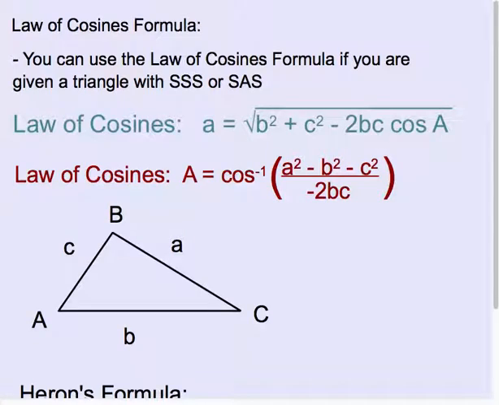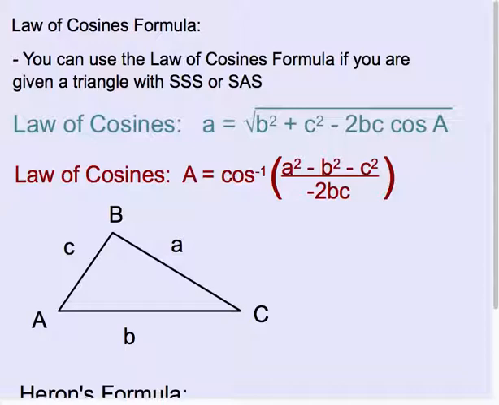So with law of cosines, as with law of sines, we can use this on any triangle, not just right triangles. And again, the most important thing is to remember that the angle and the side across from it have the same variable. Angles are capital and sides are lowercase.